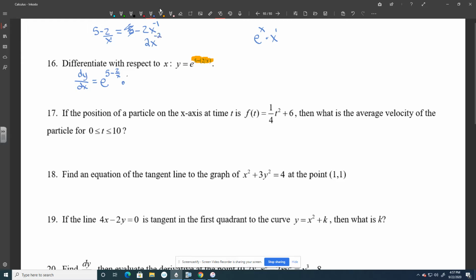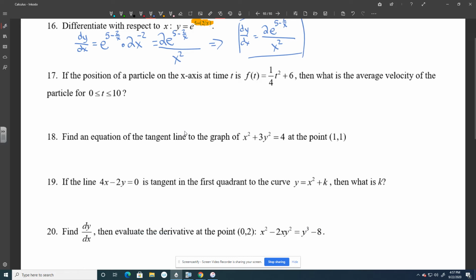So right here, I get a 2x to the negative 2. And I want to rewrite that as e to the 5 minus 2 over x. The 2, I'm going to go ahead and move out in front. And the x to the negative 2, I'm going to move to the bottom. So what that looks like, now that it's written all kind of messy, dy/dx equals 2e to the 5 minus 2 over x divided by x squared would be your final answer, okay?